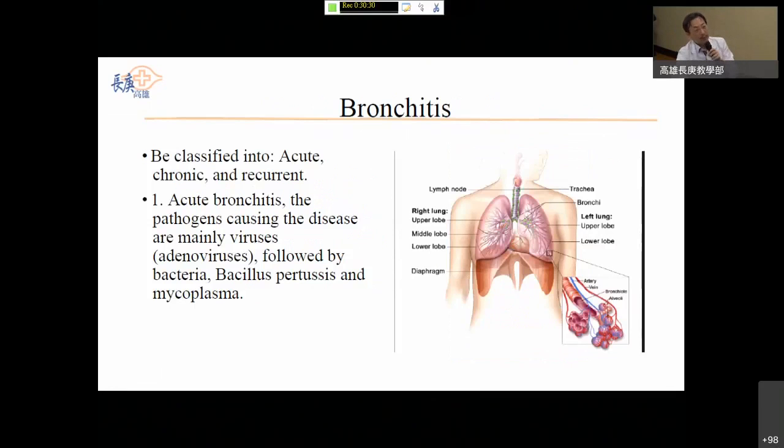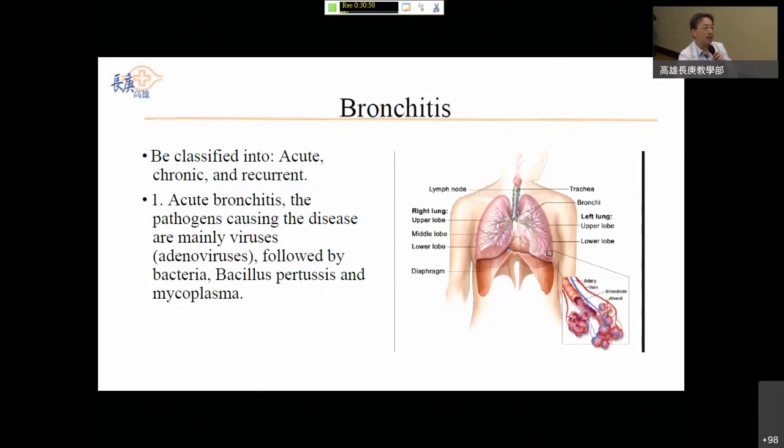Okay, let's move to the intrathoracic part of the respiratory tract. Bronchitis. Bronchitis is very commonly known. I think through your childhood, you have probably heard many times your parents tell you that you have bronchitis. Bronchitis can be classified into acute, chronic, or recurrent.